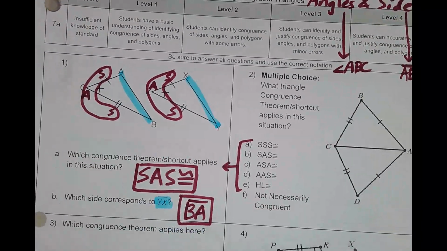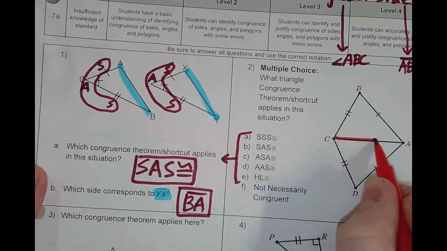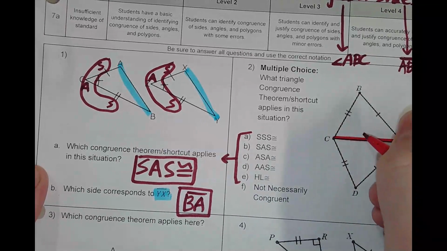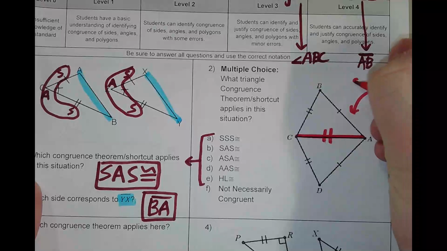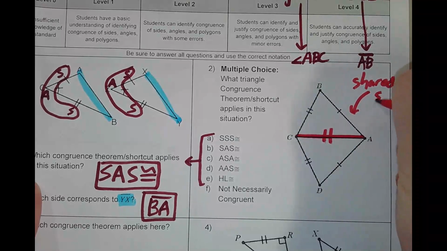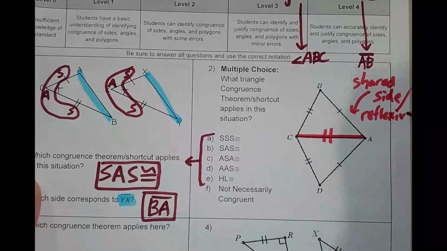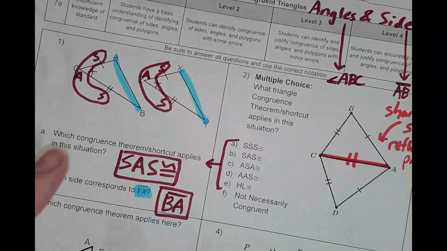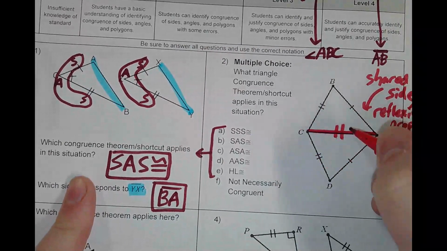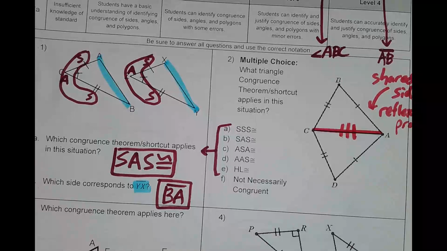Okay, number 2. We need to remember, if you ever have shared sides, always mark it. So I usually like to mark shared sides with 2 tick marks. I'm going to write this here, shared side, or the reflexive property, right? But since 2 tick marks is already taken, I'm going to go ahead and use 3 tick marks just to show that it's a different length. And it's likely a different length.